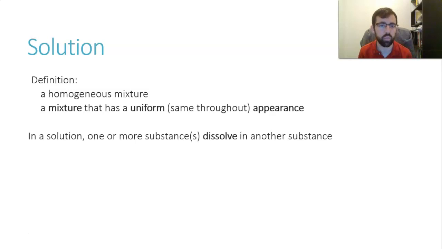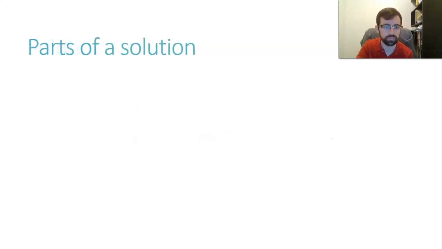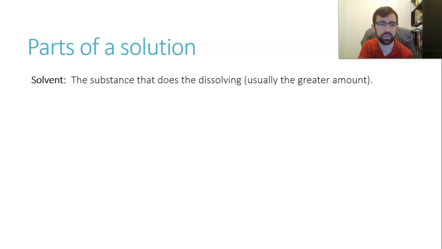In a solution, one or more substances dissolve in another substance. So that's an important thing to recognize, this word dissolve. So let's talk about the parts of a solution. A solvent. The solvent is one part of a solution. The substance that does the dissolving, it's usually the greater amount. This is the substance that the other one dissolves in.